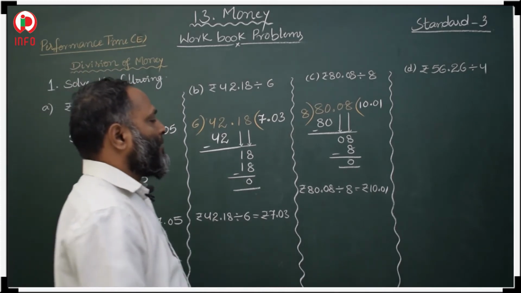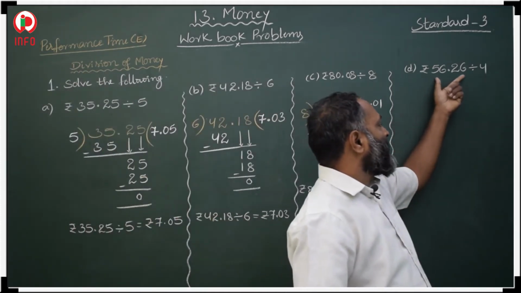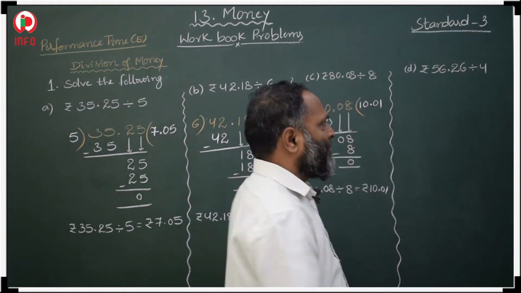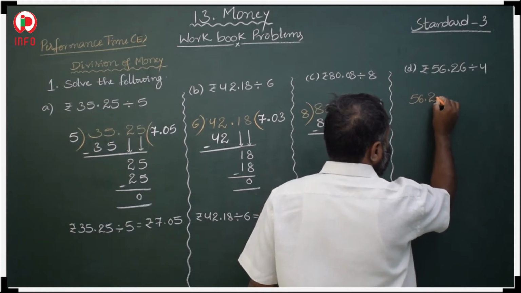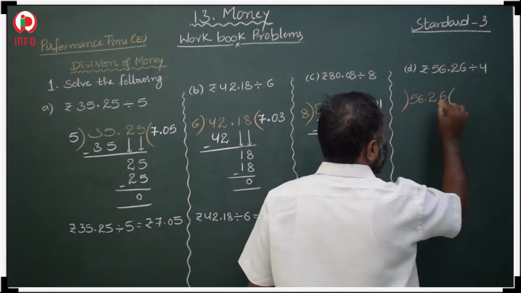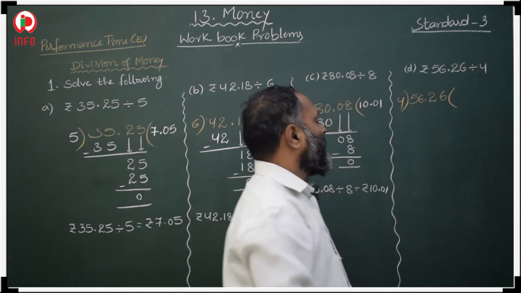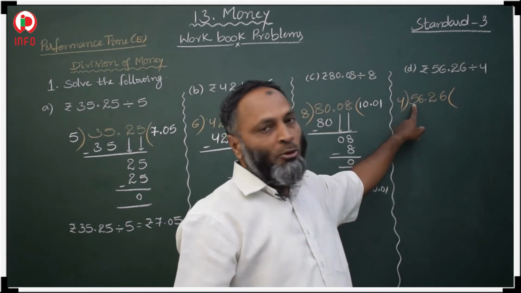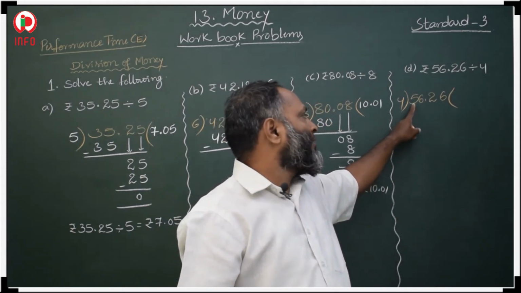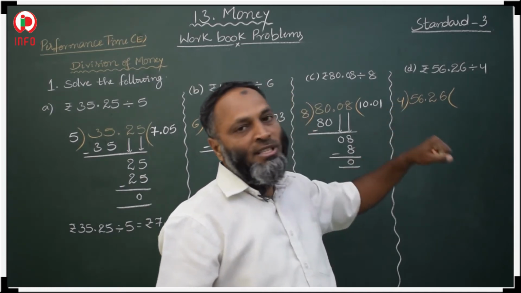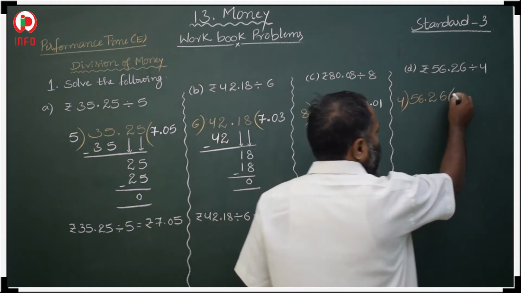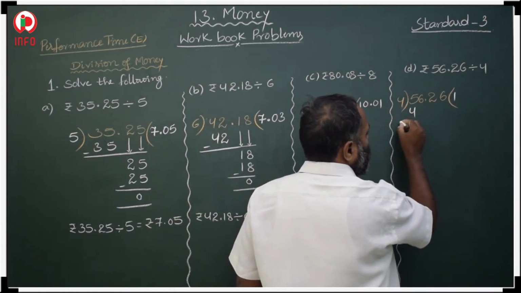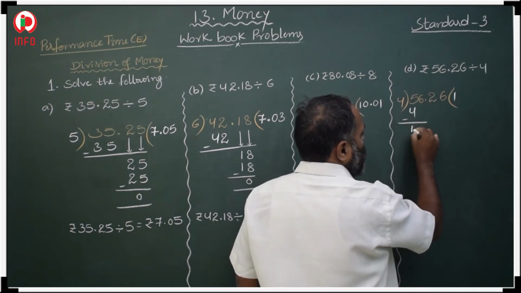Next question, 56 rupees 26 paise divided by 4. Now the extreme left digit in rupees is 5. When will you get 5 in the 4 table? 4 1s are 4, 4 2s are 8, which is more, so we should take 4 1s. 5 minus 4 is 1. Then copy the next digit, that is 6.